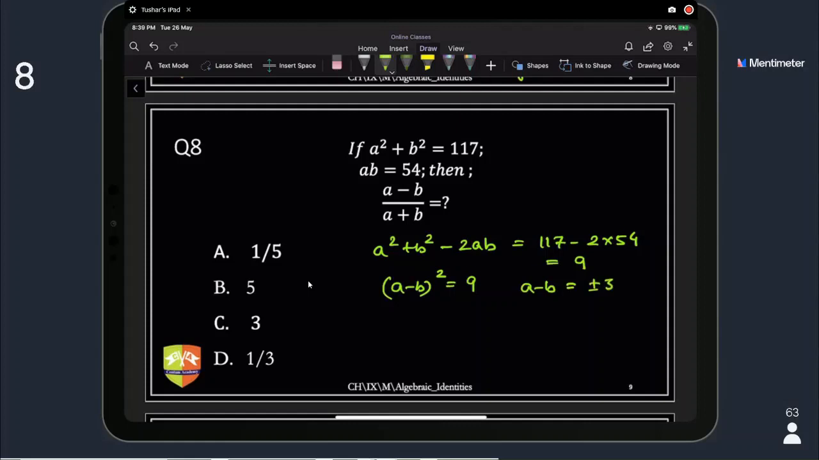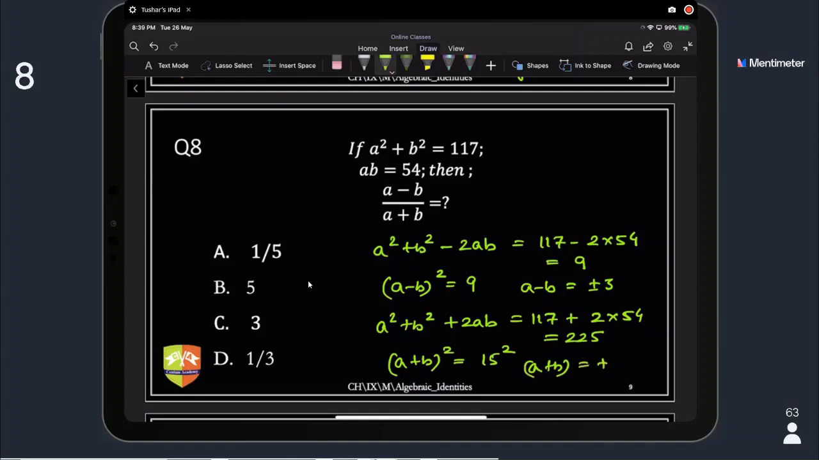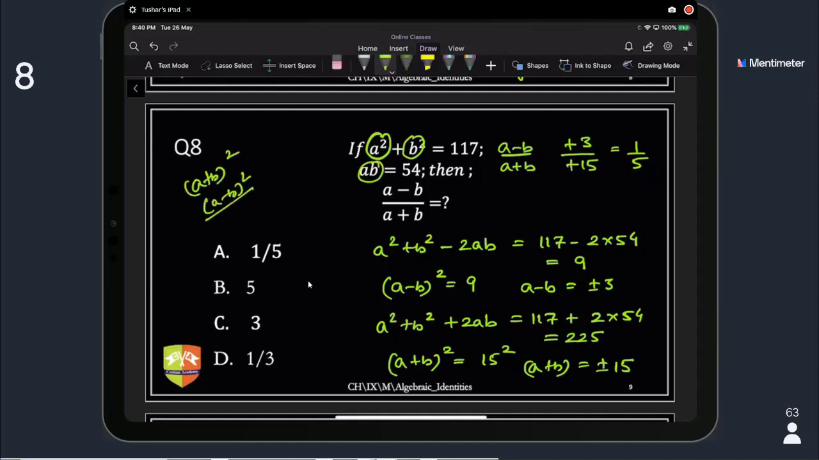Now, what about a plus b? a square plus b square plus 2ab, you will get 117 plus again 2 into 54, which is 225. So a plus b whole square is 15 square, so a plus b is plus minus 15. Now you have to find a minus b by a plus b. No negative has been given in the question, so you take the positive ones: plus 3 divided by plus 15. What is the learning? If a square plus b square and ab are given, always go for a plus b whole square and a minus b whole square.